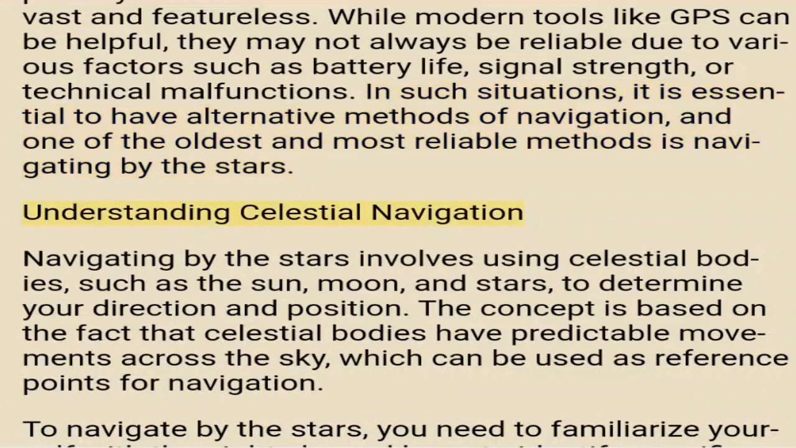Understanding celestial navigation. Navigating by the stars involves using celestial bodies, such as the sun, moon, and stars, to determine your direction and position. The concept is based on the fact that celestial bodies have predictable movements across the sky, which can be used as reference points for navigation.